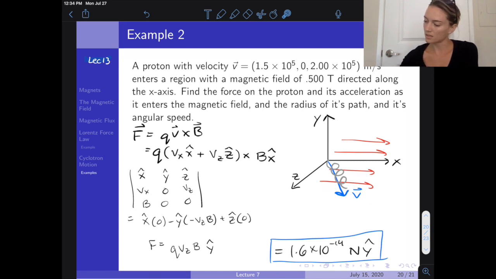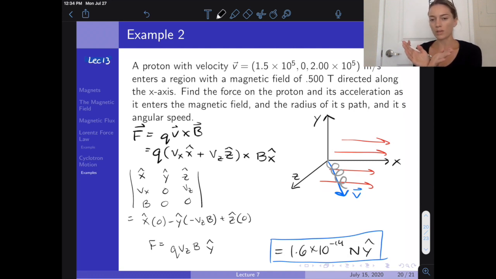Now I'm realizing I had a bunch of errors here. Anyway, so we want to find its force and its acceleration. Since the velocity cross the magnetic field is a cross product, part of what a cross product means is that those two vectors that you're taking the cross product of, they only interact in their perpendicular components.